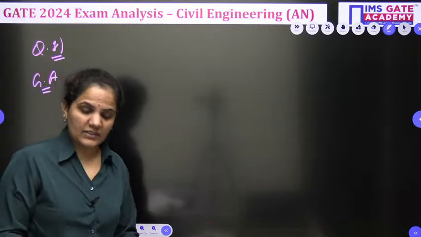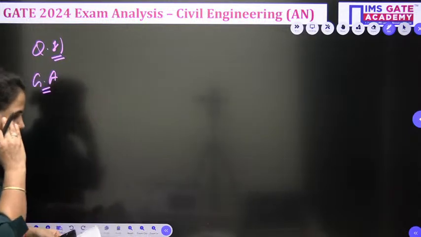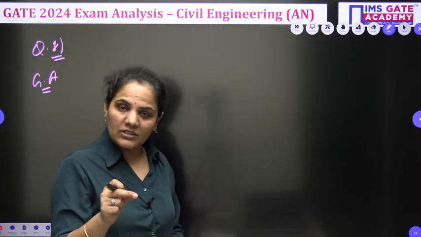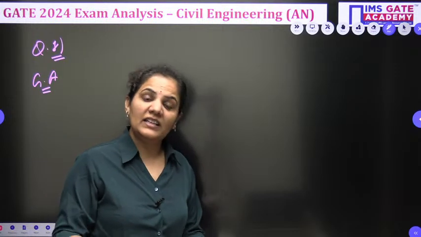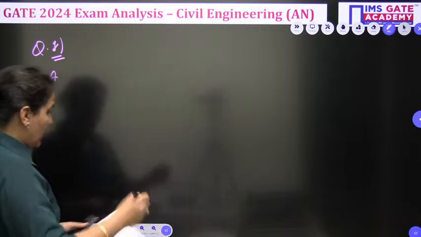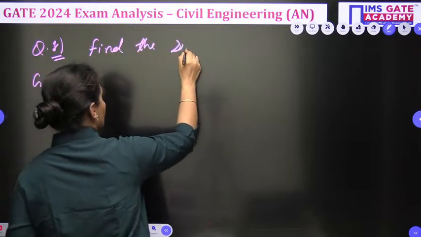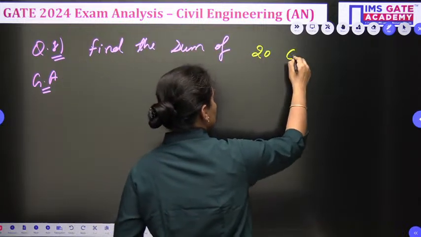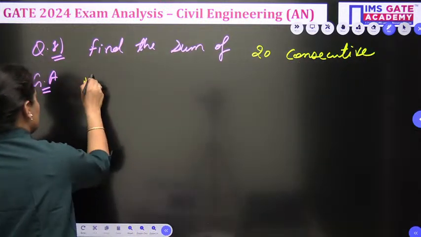I am having some problem with my throat, so I hope you guys will manage. Let's approach the question. Yesterday also, in the DA branch, there was a question from the number series, a basic series concept question. Today both slots had the question in civil, so probably next week also you can have a question from the number series. Let's see the one question we have. Find the sum of 20 consecutive positive odd integers.